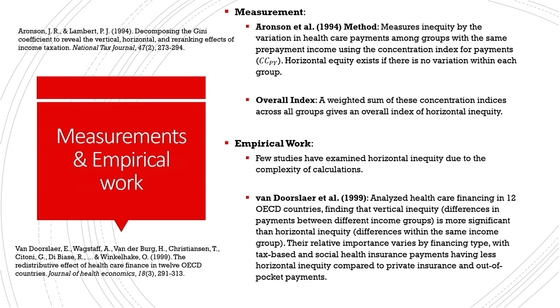Studies by Van Doorslaer et al. analyzed healthcare financing in OECD countries, and they show that vertical inequity is more significant than horizontal inequity, and their relative importance varies by financing type, with tax-based and social health insurance payments having less horizontal inequity compared to private insurance and out-of-pocket payments.